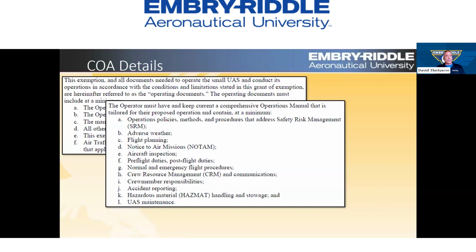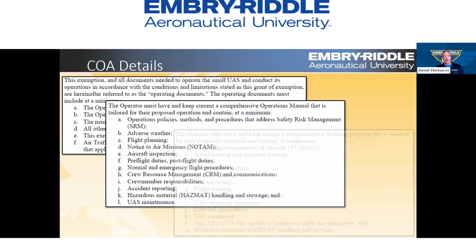What else is in here? The operations manual itself has to have all this stuff in there. Keep in mind, it has safety risk management in there. What's your safety program? You have to have all this in your manual as far as how you're going through this. How are you going to do CRM? You have visual observers. How are you going to do that? How are you going to do your hazmat handling and storage? That has to be in that operator's manual.